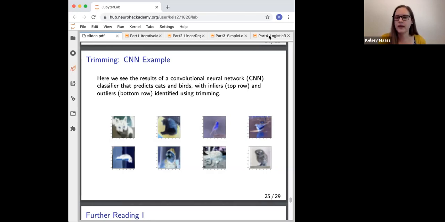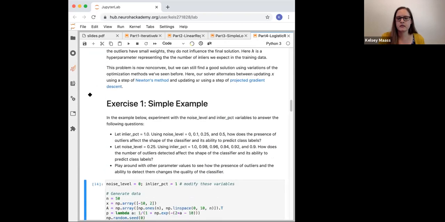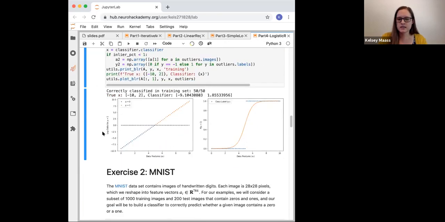So now we'll look at our final notebook. So here we're going to use trimming to look at outliers for some examples with logistic regression. So our first example, we're just going to fit a really simple logistic curve.